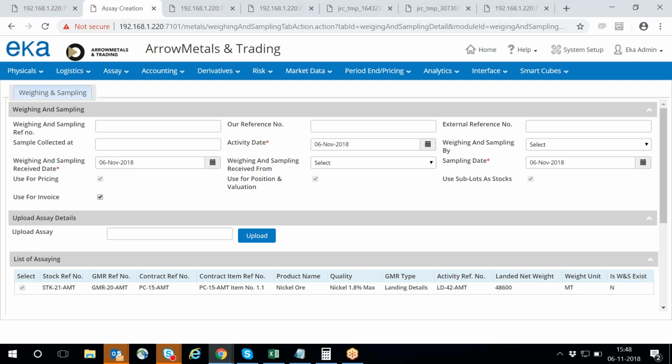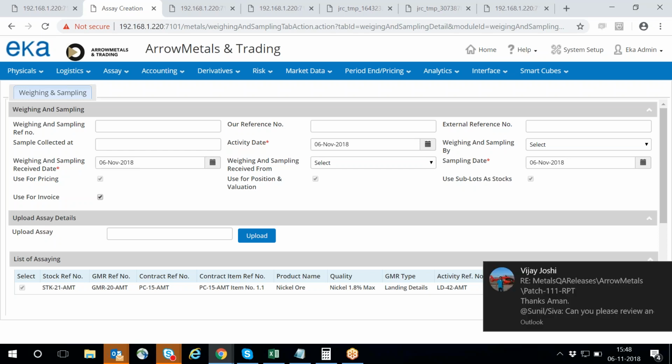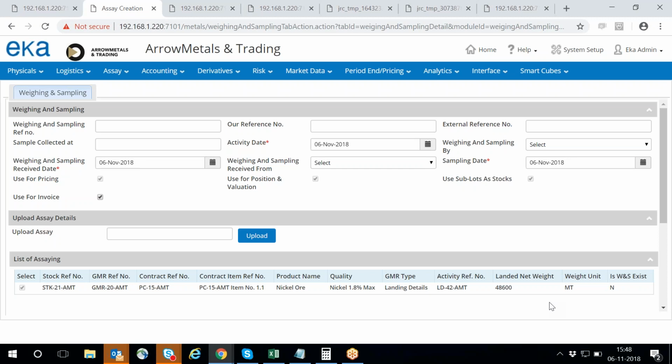Just to clarify, I must say I'm not so familiar with concentrates as I am with base metals. So we have to do this weighing and sampling stage when we do a concentrates trade. Always, you have to do a weighing and sampling. So the weights would be same as landed weights, right? Yes, I guess so. For concentrates in our system, weighing and sampling is a mandatory step.